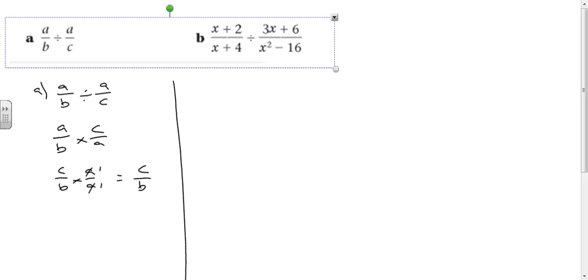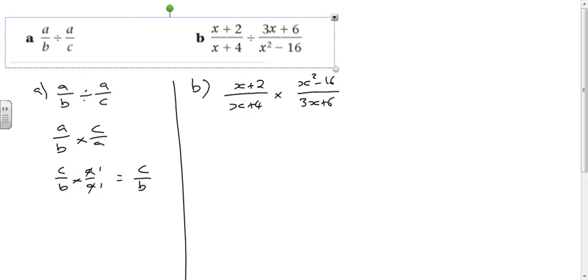Okay, let's do part B. So we've got x plus 2 over x plus 4. And again, let's do the kiss and flip already. So that's going to be times by x squared minus 16 over 3x plus 6.